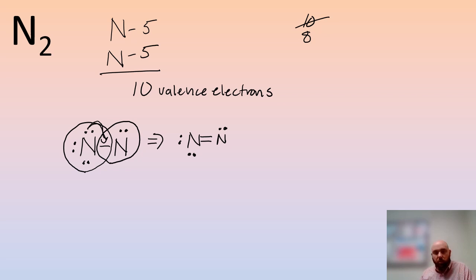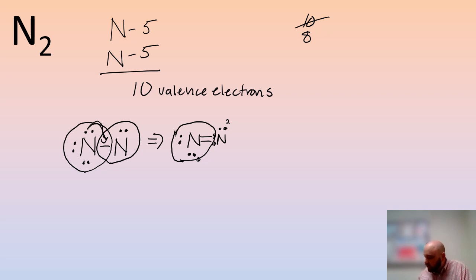Do we only use 10 electrons? I see 2, 4, 6, and then 8 and 10. So yes, we only used 10 electrons total. Does everything have an octet? Well, this nitrogen atom does have an octet. He's got 4 non-bonding electrons and then 4 electrons in the 2 bonds.